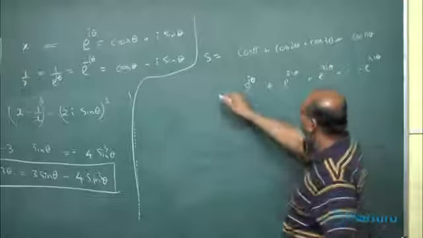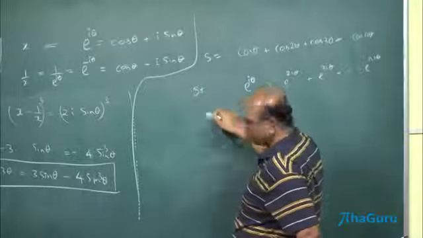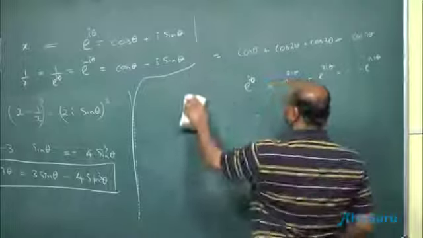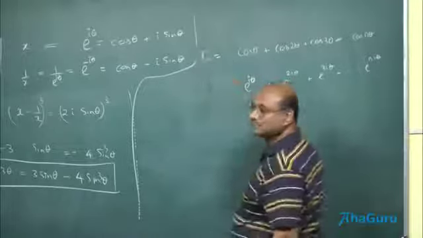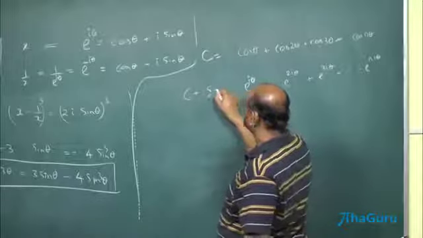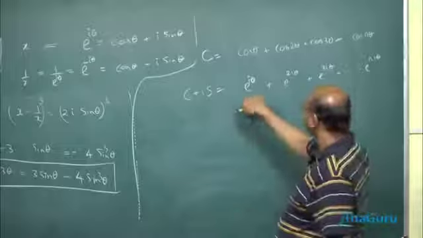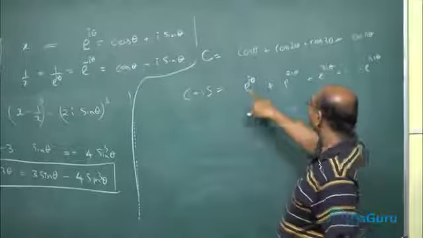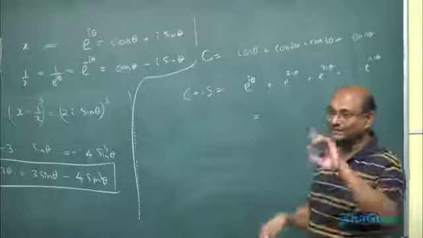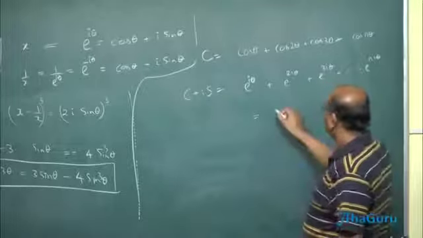So let us not call this S, let us call this C. So I'll say this is C plus iS. What will be the S part here? Sine theta, sine 2 theta. So in fact, we'll find two answers together at the same time.